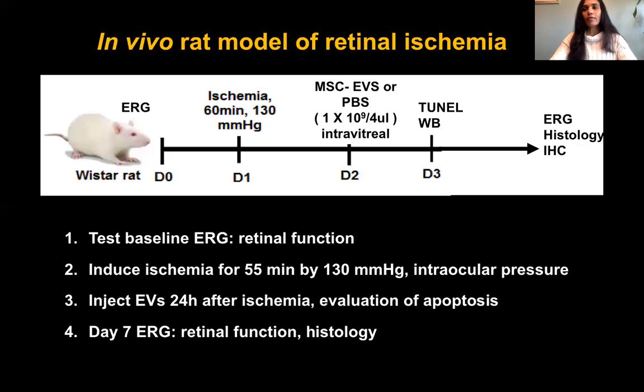So now we have a base idea of how that works in the in vitro system. We wanted to convert it into the in vivo model. In our lab, we have this in vivo rat model of ischemia where we use Wistar rats. At baseline, we take ERG measurements for retinal function. Then on day one, we administer ischemia by raising the intraocular pressure to 130 mercury for an hour, 160 minutes.